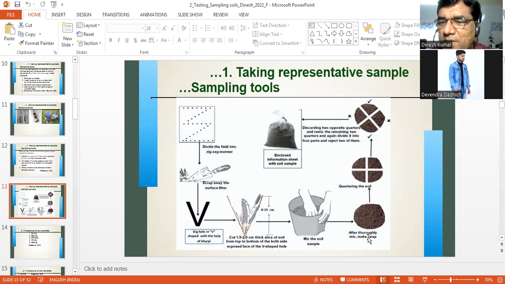And then you get this sample, and you can divide it into 4 parts or 2 parts. Likewise, you can divide, and when about 500 gram is left, you can consider it as a representative sample. So this is how it can be divided into 4 parts. These 2 parts can be thrown away, and the remaining 2 parts can be mixed, and then further divided into 4, and 2 can be taken, and 2 can be removed. So this is how sampling can be done.